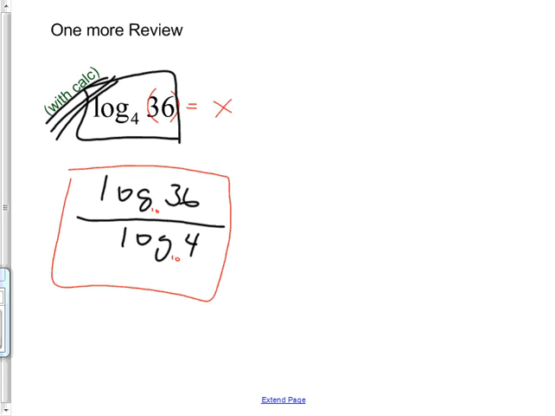Why is it necessary to rewrite it in base 10? Because your calculator, unless it has the newest version of the software, can't do any other base except base 10. So you have to change the base. Because when you type in log on your calculator, it just automatically goes with log base 10. All right, so log base 10 of 36. So this makes it possible to do in the calculator.